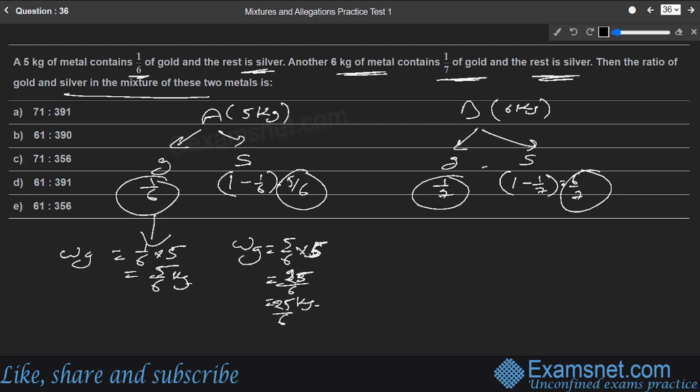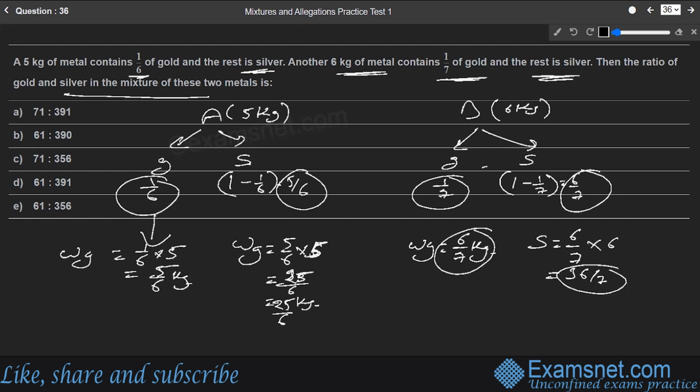Now the weight of the gold in the second one will be 1 by 7 part out of the 6 kg. So how much should it be? The gold part should be 6 into 1 by 7, that is 6 by 7 kg. The silver part in the second one will be 6 by 7 of the whole. The whole value is 6 kg, so it is going to be 36 by 7 kg. So these are the weights of the gold and silver in the two types of metal available to us.